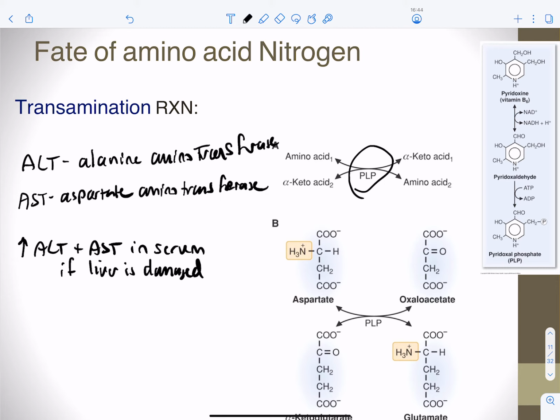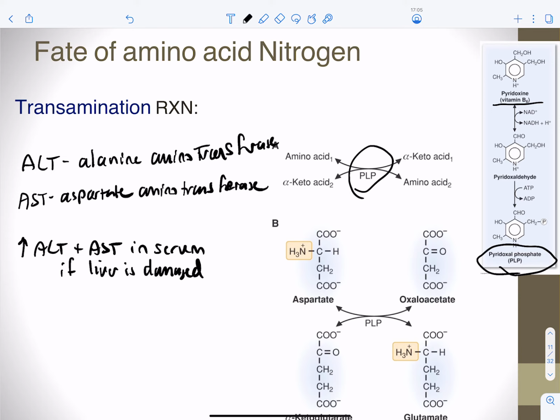cofactor. This is vitamin B6, of course. And pyridoxal phosphate can go in both directions, so it's reversible. The equilibrium constant is about 1, so the species exist about equal to each other.